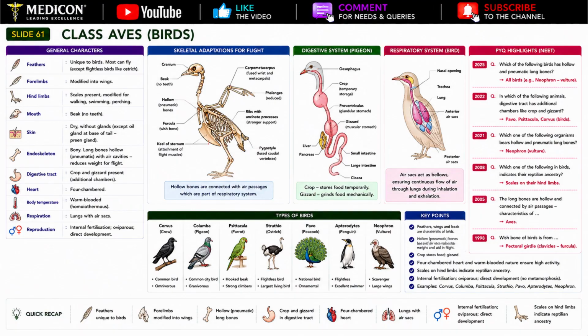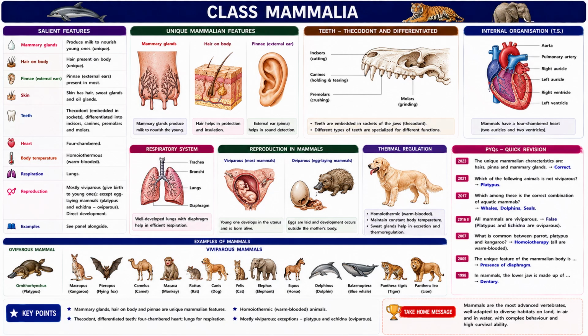Class Aves. The general characters of the birds are also very important, and mostly everybody knows this one. Only specific named structures you have to remember, and you have to remember the scientific names of the birds. So better stop the video here and study the whole slides on your own and integrate all the topics with the previous year questions. Class Mammalia. Mostly all the topics when it comes to Mammalia are also known to every biology student. I need not explain in detail. You just have to stop the slide here and study the whole slide in detail and integrate the slide points with the previous year questions.